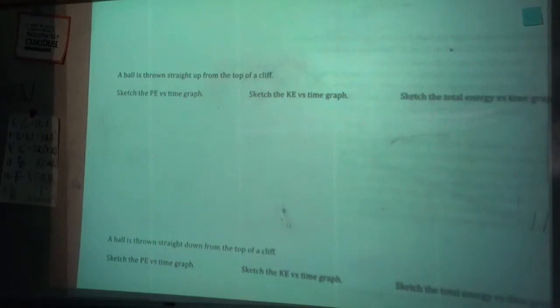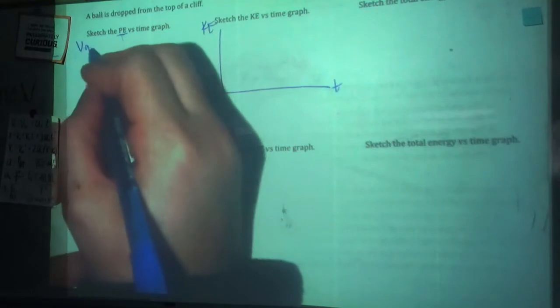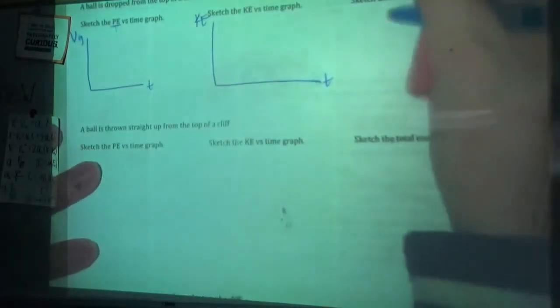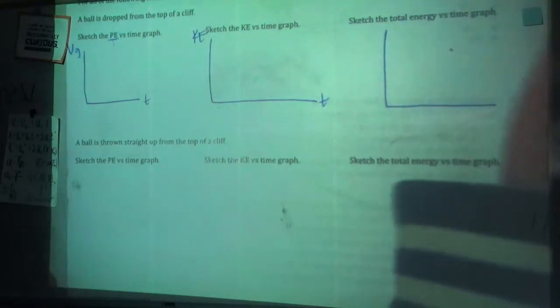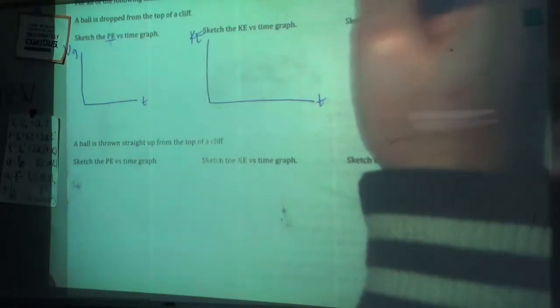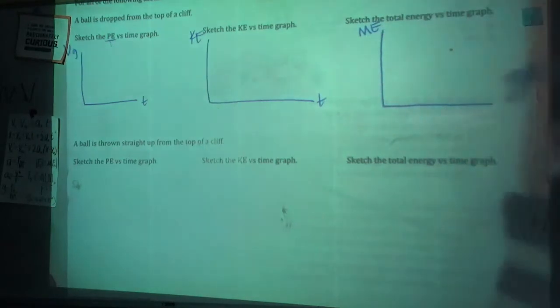Sketching graphs of potential, kinetic, and total energy. So the first one, a ball is just dropped from the top of a cliff. First of all, the axes are time, potential energy, and kinetic energy. Sometimes you'll see potential energy as PE, most often you see it as UG, U meaning potential energy, G just saying it's gravitational potential energy, because technically there are other types, which we'll get into later in the week. And then this one is your total energy, sometimes also called mechanical energy.